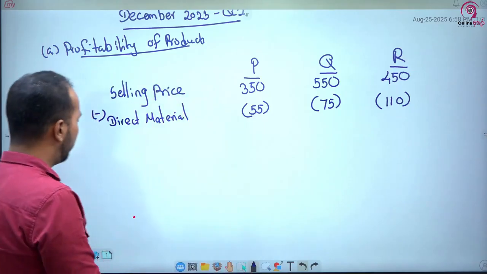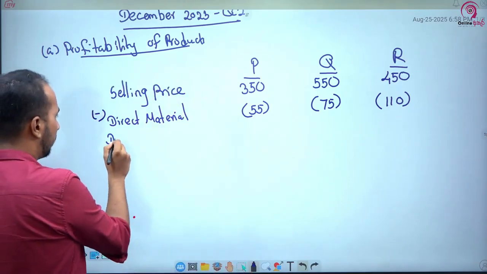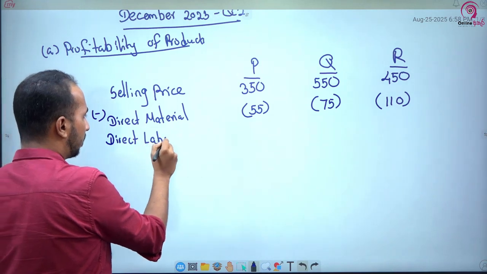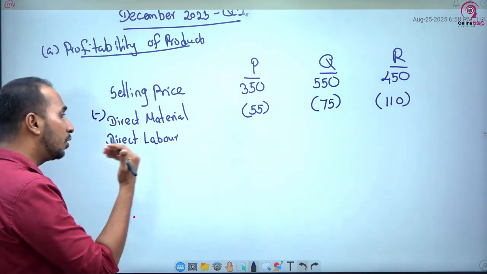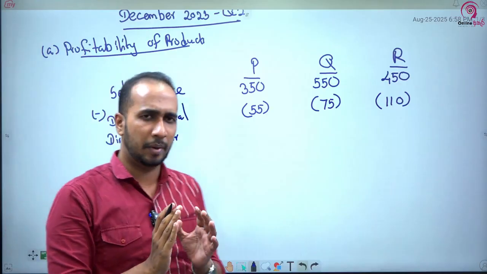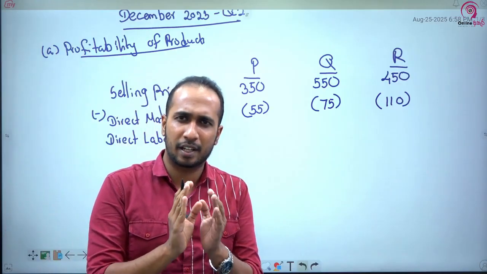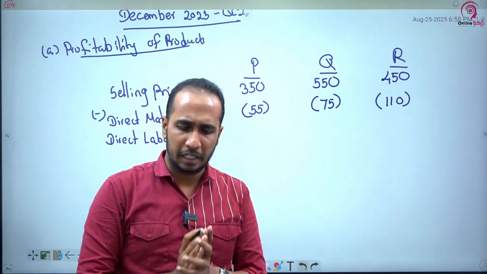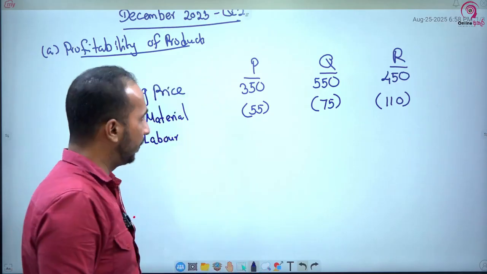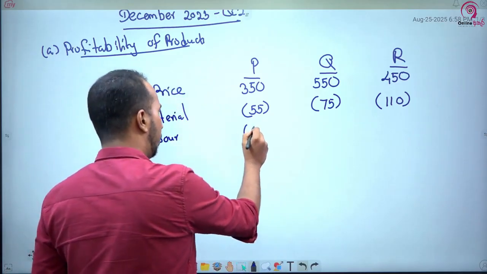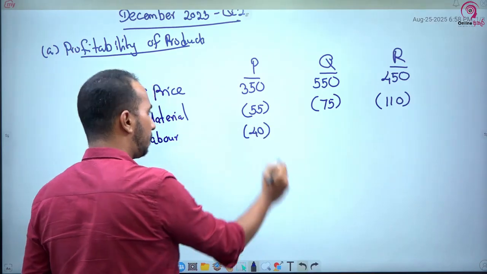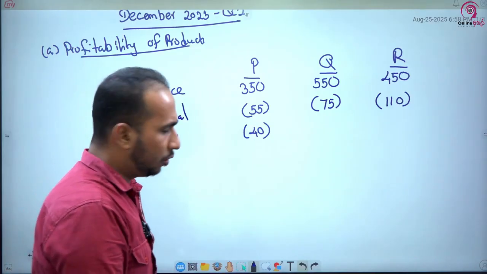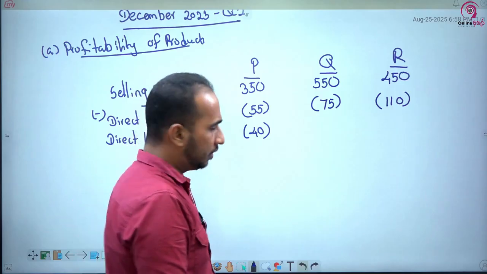Then we have to take the direct labor cost. It has also been given. It can also be clearly separated for one unit of each product. So what are the direct labor costs? For product P, it is 40 rupees. For product Q, it is 62 rupees.